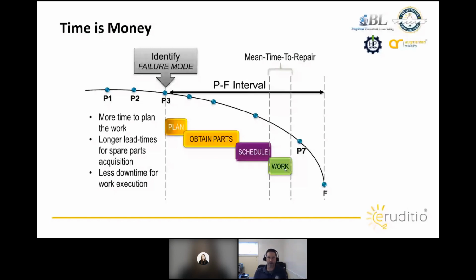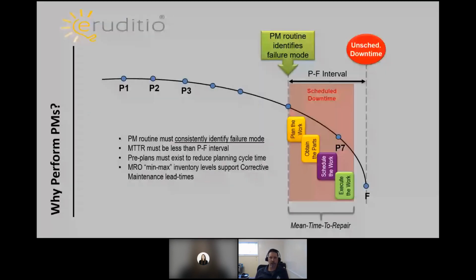So by getting further up that PF curve, giving us a larger PF interval, we can plan, schedule, order parts or kit the parts and execute that work in a planned, timely manner. Right? But unfortunately, what we see is a lot of organizations operate in this area here. You can see we have a traditional PM. We identify the failure mode. Now we're condensing and trying to compress all this planning, getting the parts, scheduling the work, executing the work during a planned down period to prevent that functional failure, or we're doing it after we've hit that functional failure standpoint.